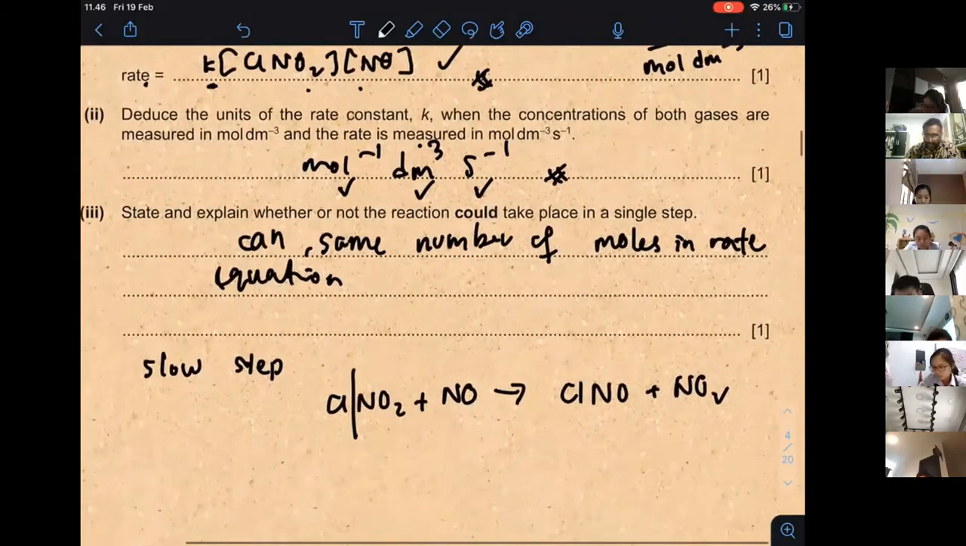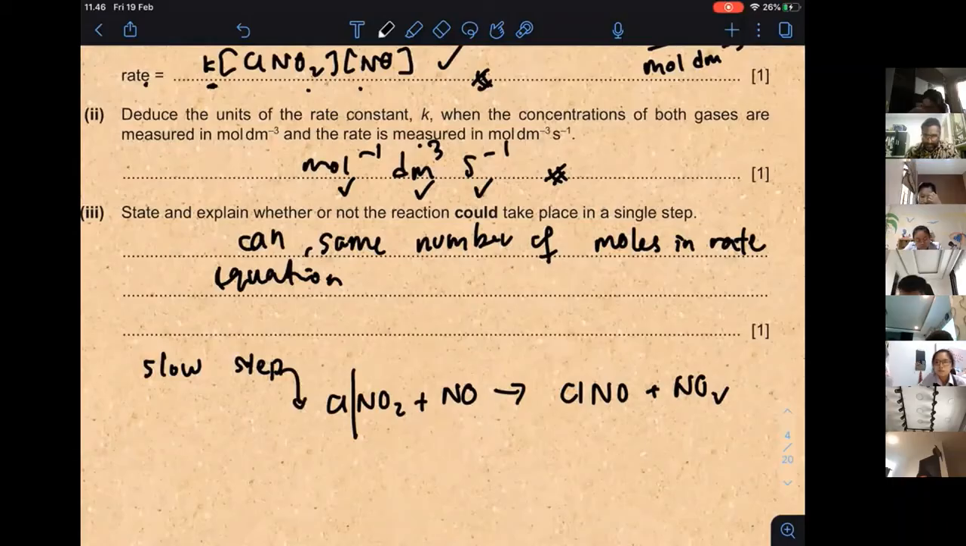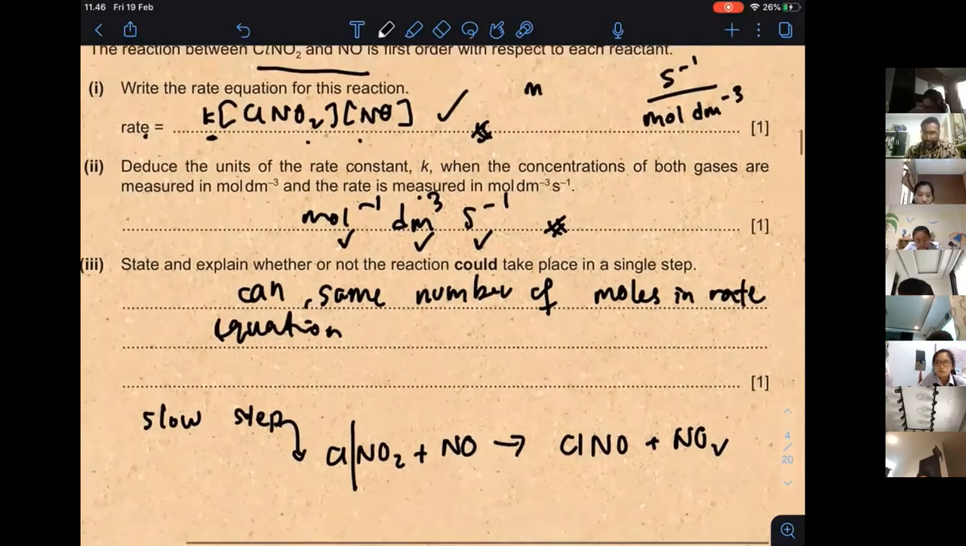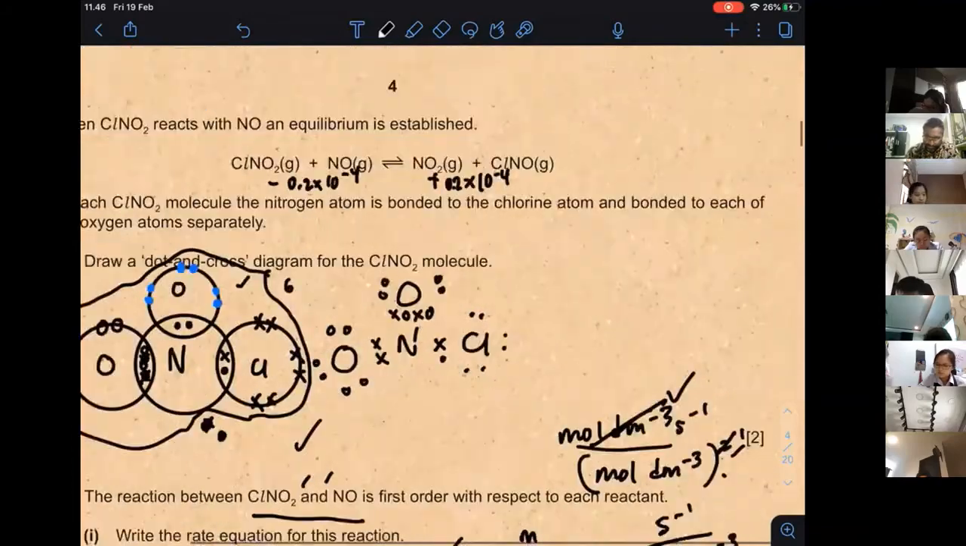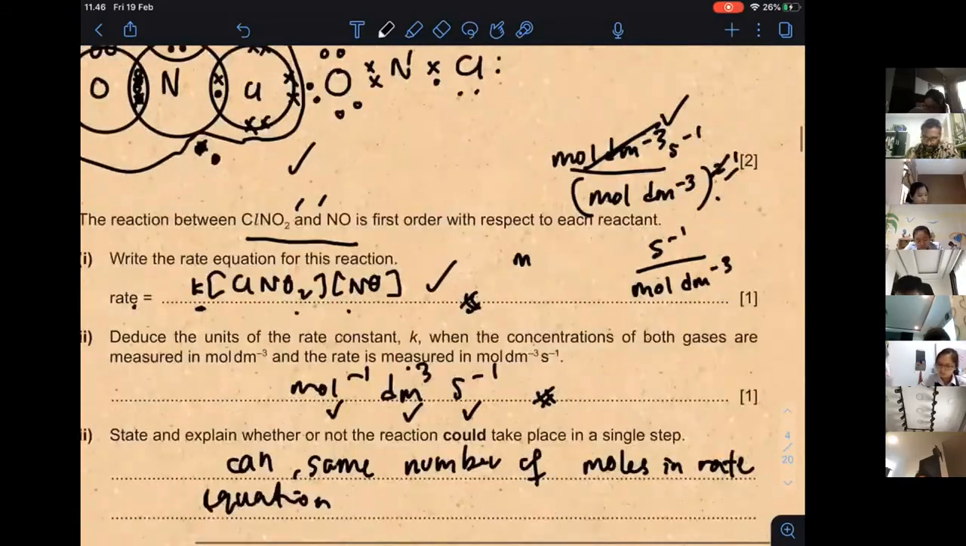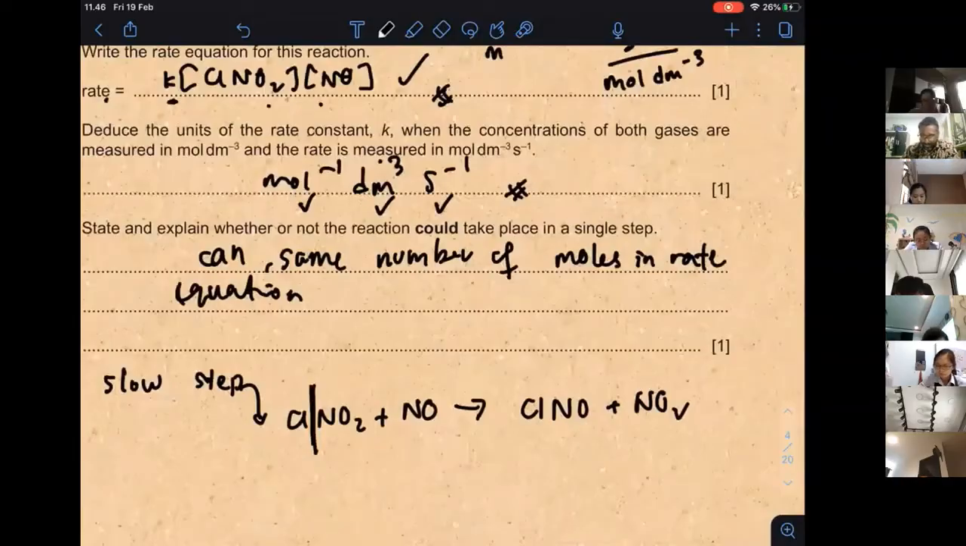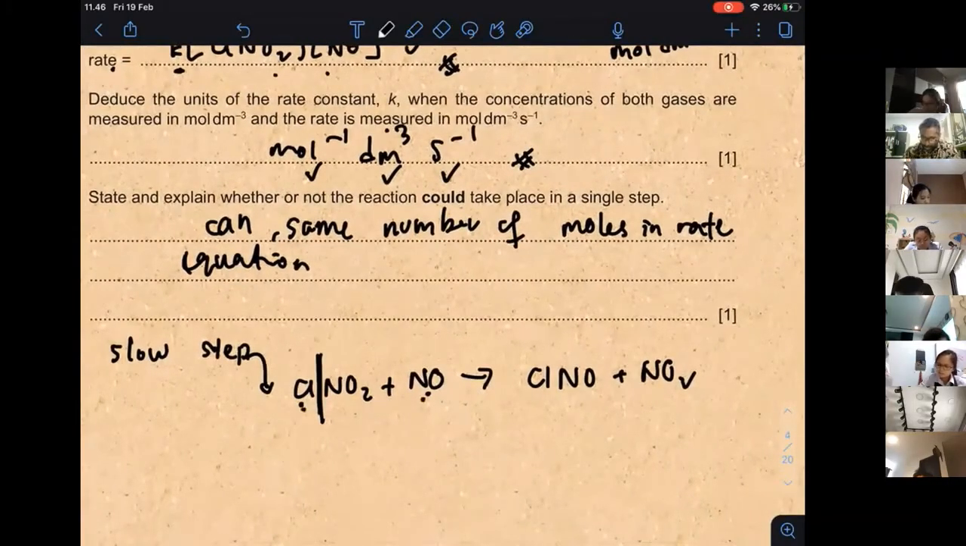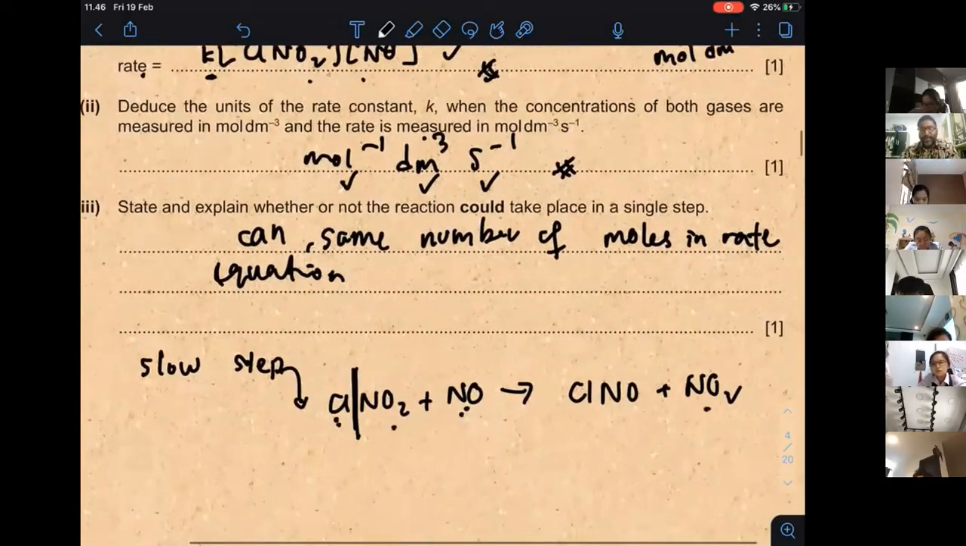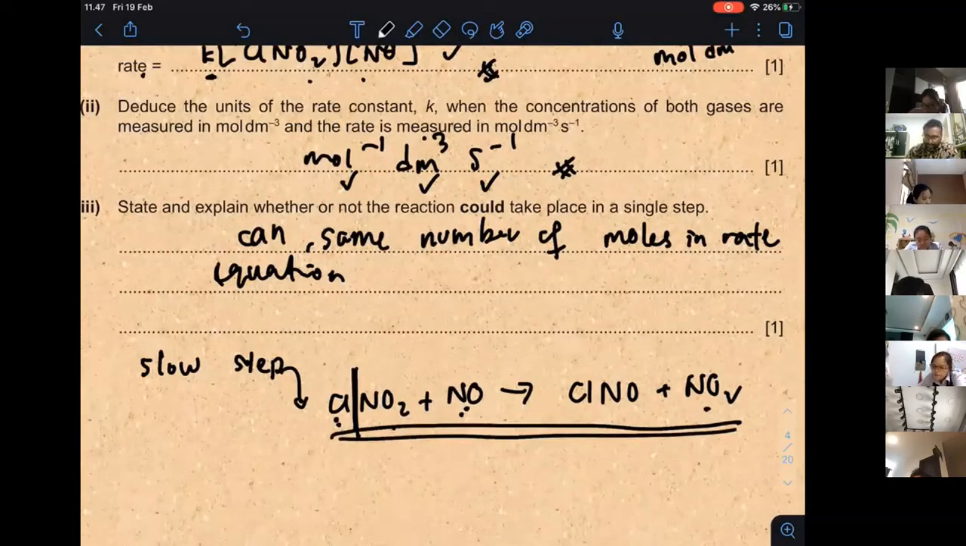Now, if they appear in the slow step, is there a way to write the equation so that there is only a single step? So I write ClNO2 plus NO giving directly this one. I try to figure it out: you separate over here, the Cl will join with NO, and then the NO2 will stay outside. When I try to balance this equation, you will notice that each of them is going to be 1 mole, 1 mole, 1 mole.